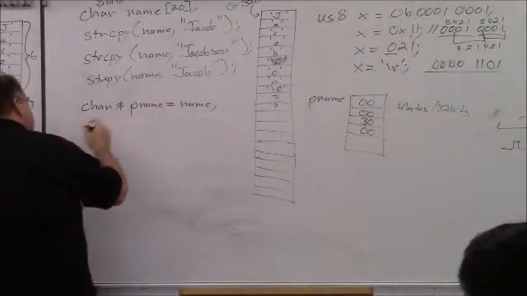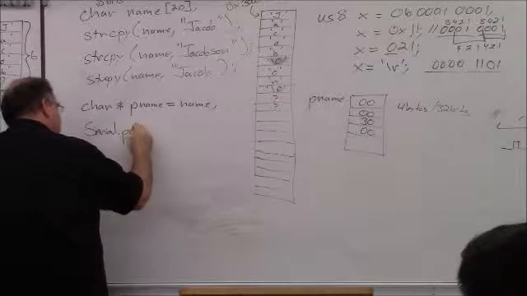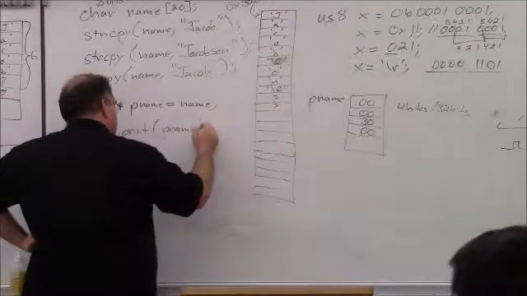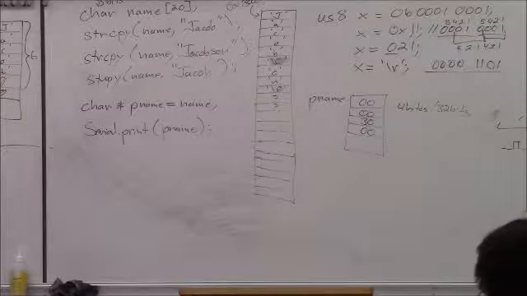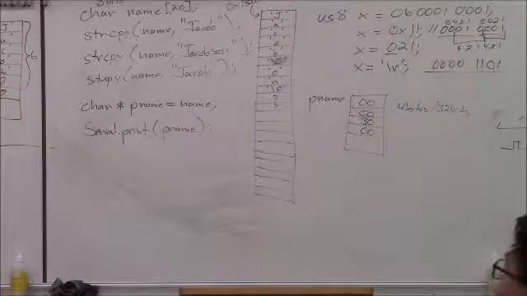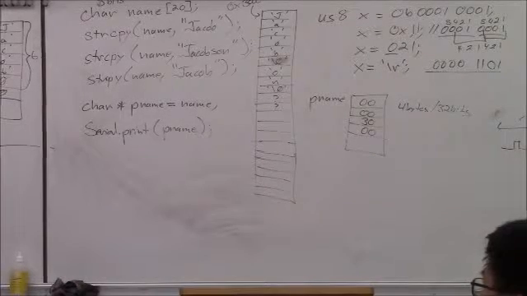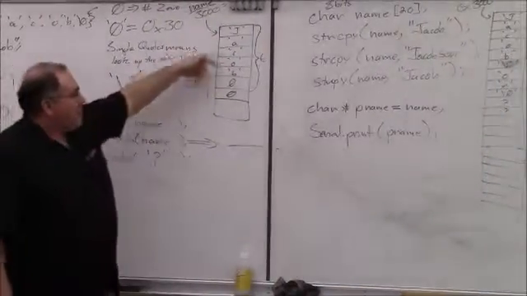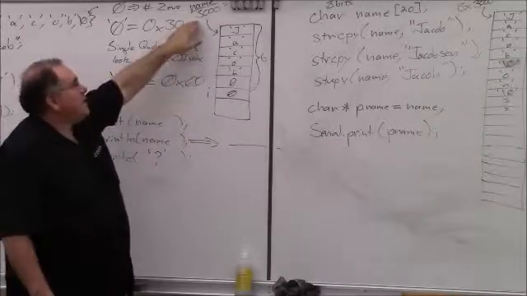So now, if I did serial.print pname, it's still going to print out Jacob. And the reason why is because what we're passing to this function is the address of where that is located in memory. We're not passing Jacob. Jacob is not being sent to this function. What's being sent to it is 3000.